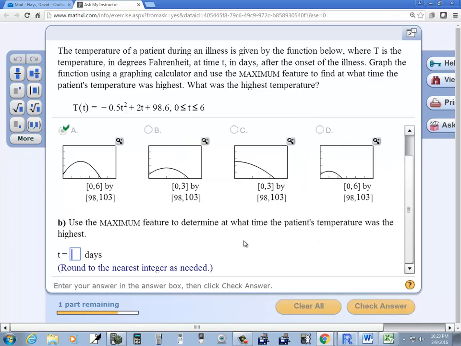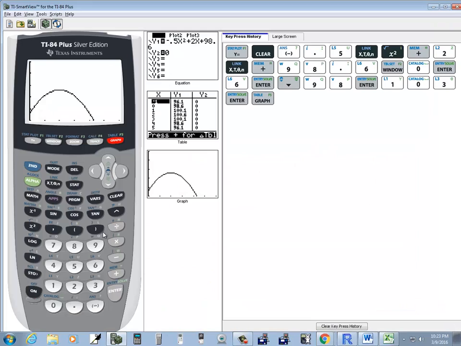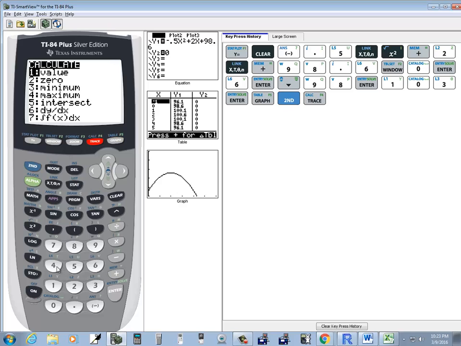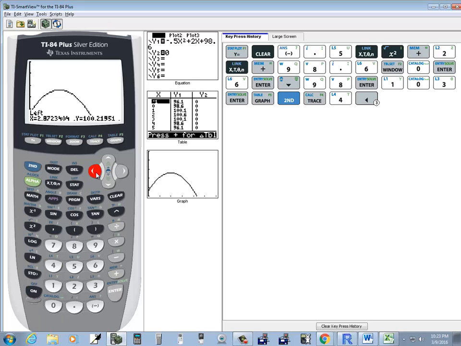Okay, now continue. It says use maximum feature to determine what time the patient's temperature was the highest. Well, our maximum is obviously here. If I do second trace, choose number 4 for maximum, it'll come up and ask us for left bound. And you see my cursor's right here. I'm going to do my left arrow key until my cursor's to the left of where I think the max is. Now it doesn't have to be too far away. I think the max is right here, and now my cursor's to the left of it.